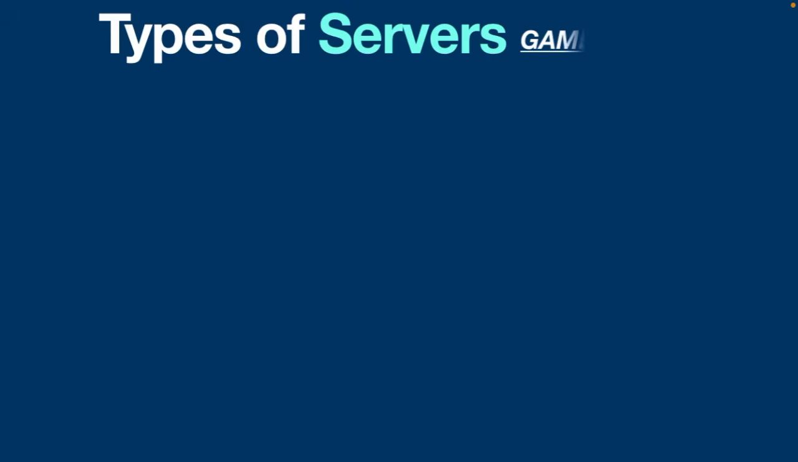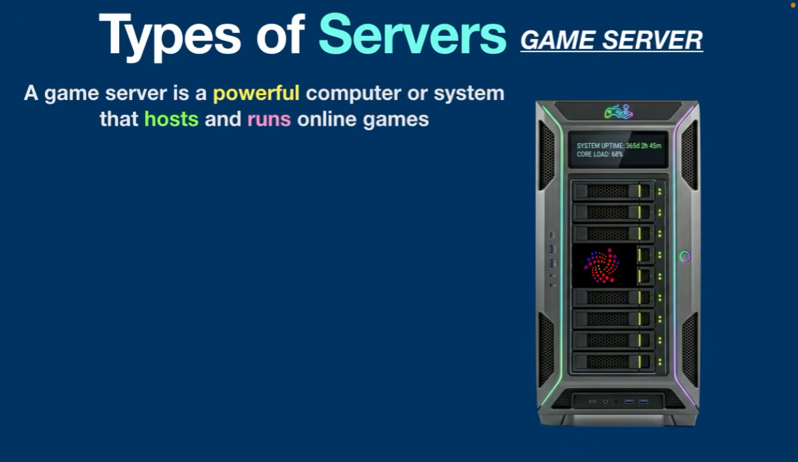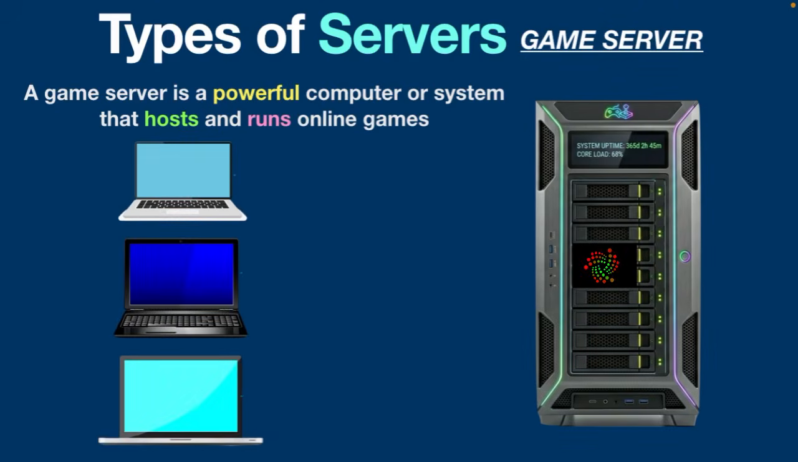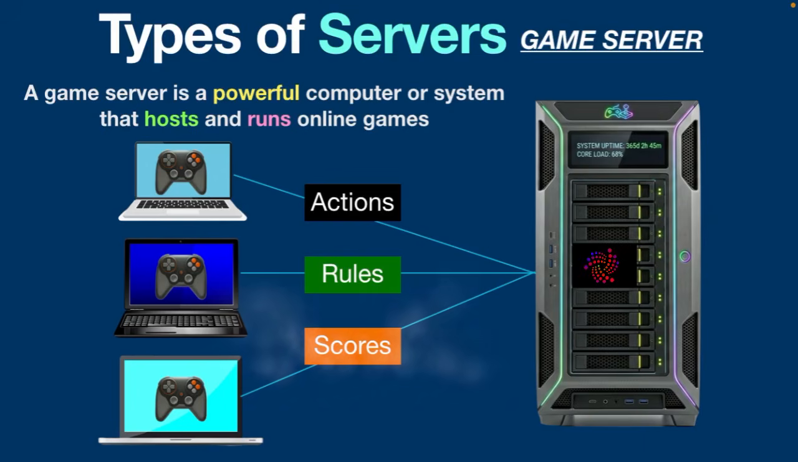Number 9. Game server. A game server is a powerful computer or system that hosts and runs online games, allowing multiple players to connect and play together in real time. It manages things like player controls, game rules, scores, and the game world, making sure everyone sees the same events happening at the same time. For example, in multiplayer games like Minecraft or Call of Duty, the game server keeps track of player movements, interactions, and updates, so the experience stays smooth and fair for all players.